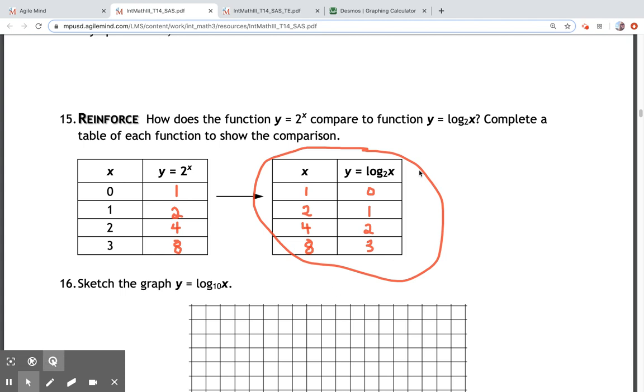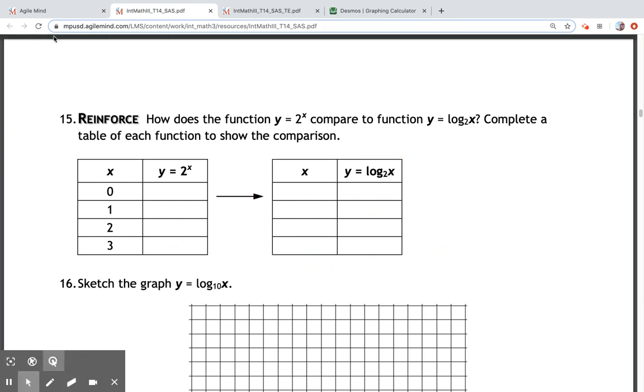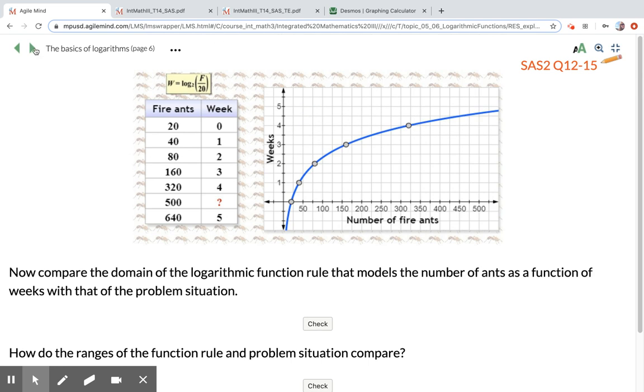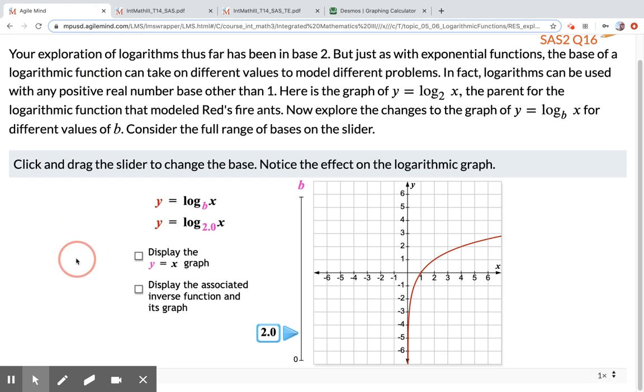All right, hopefully you plotted those points because we're now going to move on to question number 16. I'm going to erase those, bring this back. So we're going to move on to question number 16 over here. Hopefully your graph looked kind of similar to this one. You made a graph there on 16 and it looked real similar to this.